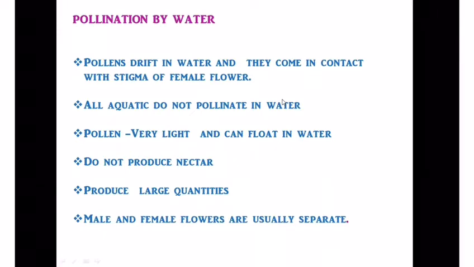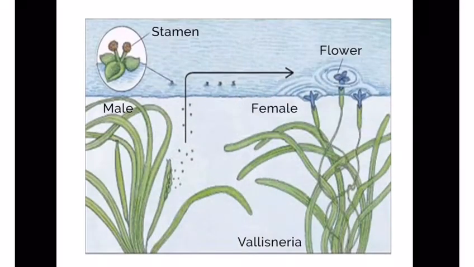The male and female flowers are usually separate, that is, the plants are unisexual. Example, Vallisneria, Hydrilla. Here is an example of Vallisneria. The male flower produces the pollen grains which are light enough to float on the water and reach the stigma of the flower for fertilization.